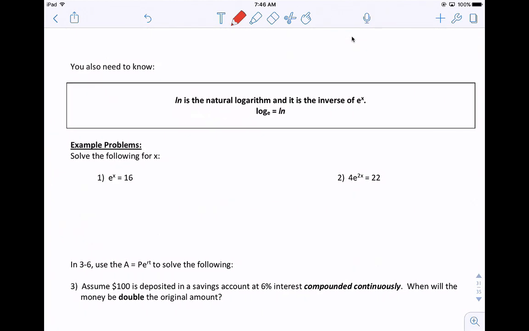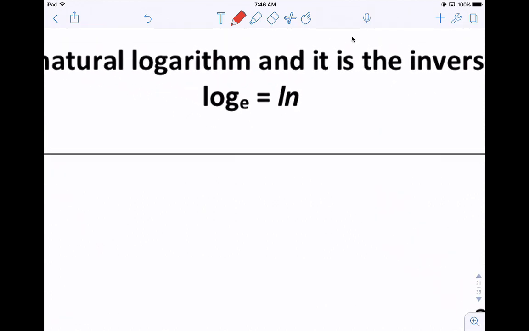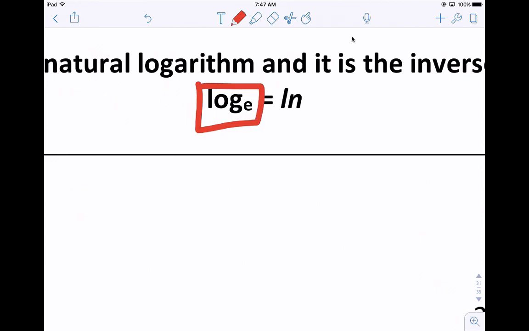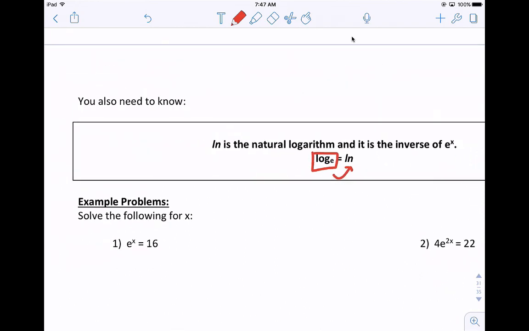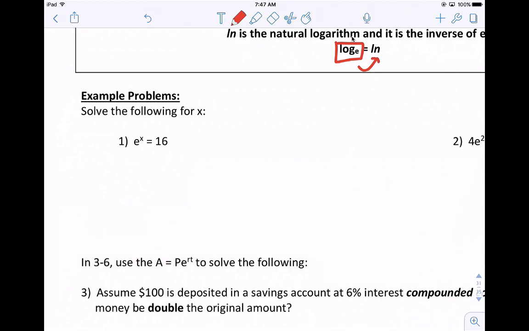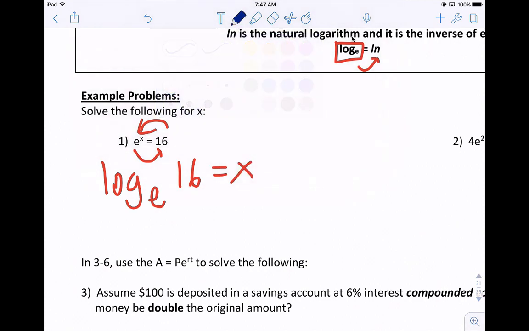Okay, so here's what we need to know. Natural log, ln, is the natural log, and it is the inverse of e to the x. So whenever you see log base e, you can change that to ln. So we'll do some examples. Solve for the following, for x. If I change this exponential form to log form, we have log base e of 16 equals x. And again, here's the conversion. Log base e is the natural log.